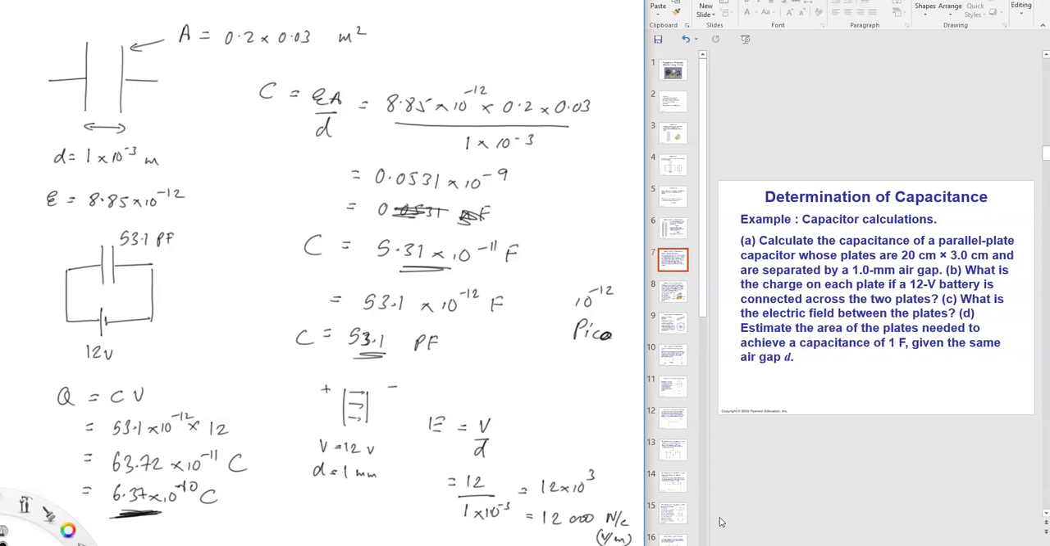Estimate the area of the plates needed to achieve a capacitance of 1 farad given the same air gap D. Alright, you guys go ahead and do that. Calculate how large the plates should be in order to have 1 farad. Now remember, there are practical capacitors that we use in electrical circuits with 1 farad, even bigger than that, like 10, 20, 100 farad capacitors. So the plate area is going to be a little big. Calculate how big that is going to be, and think about how to do these things practically.